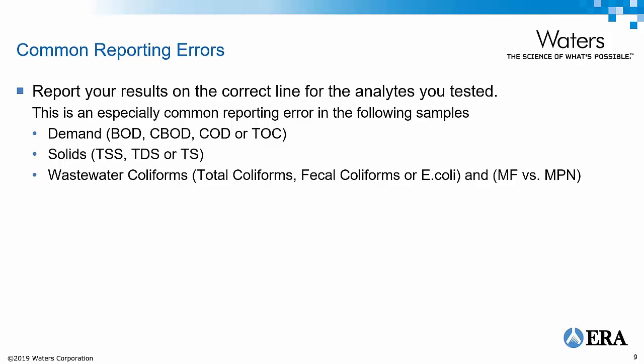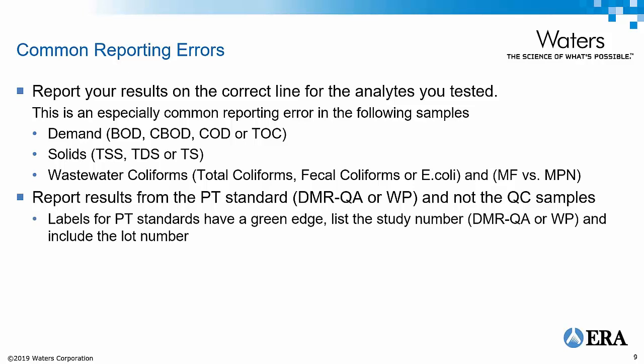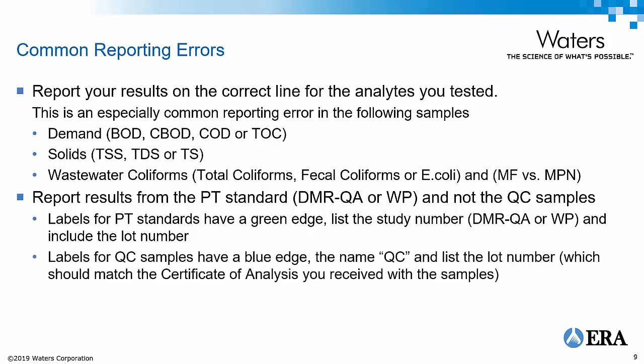Also, you want to report your results from the blind PT standards and not from any possible QC samples you may have received. You can look at the labels for PT studies. They have a green edge. They list DMR-QA 39 or a WP study number, and they show the lot number. Labels for QC samples have a blue edge. They have QC on the label, and they show the lot number. And of course, this lot number should match the certificate of analysis you received with your samples.